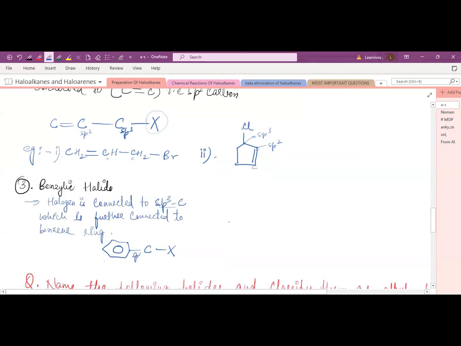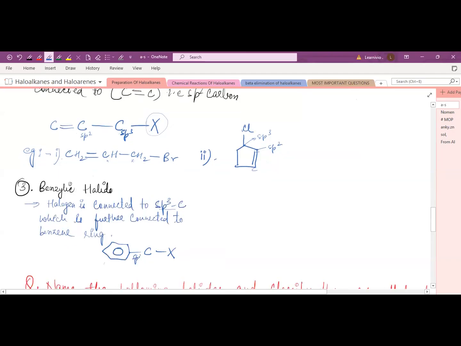Third type is benzylic halide. Now see what is benzylic halide. In this case, the halogen is connected to the sp3 hybridized carbon first, and this sp3 hybridized carbon is attached to the aromatic system, to the benzene ring. This type of halide is known as benzylic halide. Again, I'm repeating, the halogen group is first attached to the sp3 hybridized carbon, then this sp3 hybridized carbon is further attached to the benzene ring, meaning the aromatic group. Then it is known as a benzylic halide. Clear? Let's see examples of this.